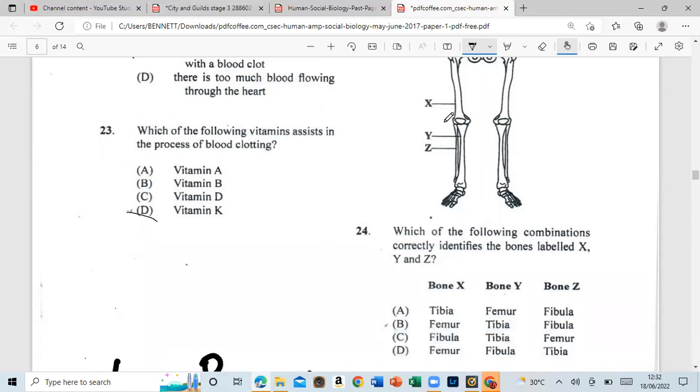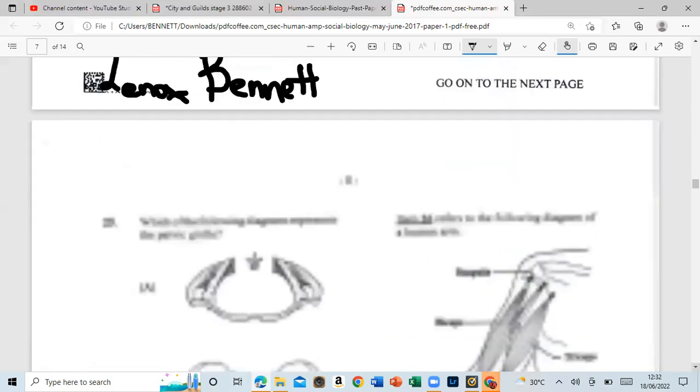I know X is the femur. Y, is it tibia? Yeah. And Z a fibula. See which one that matches with. So A, a femur. So that's B. So 24 is B. Let's move on to 25.